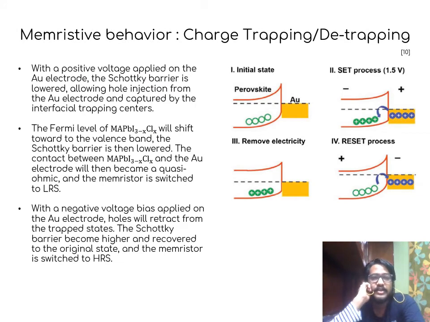Charge trapping or detrapping is also partially responsible for the memristive action here. On application of a bias, the Schottky barrier in the metal-semiconductor junction lowers, promoting hole injection from the metals and trapping at the interface. This shifts the device to a low resistive state. On reversing the polarity, the Schottky barrier becomes higher, the holes retract, and the device again shifts to high resistive state.